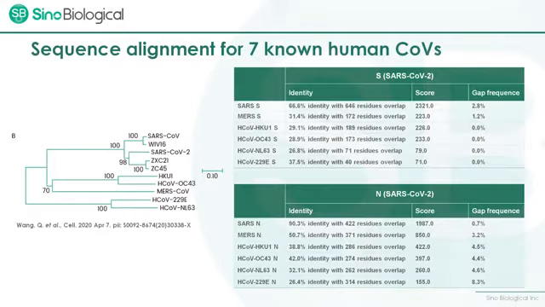When we compare the sequence alignment of seven known human coronaviruses, we found that for the S protein, SARS-CoV-2 and SARS have a very high identity, which is similar for the N protein. So based on this information, we developed the following strategies for making the reagents, both antigens and antibodies, for SARS-CoV-2.